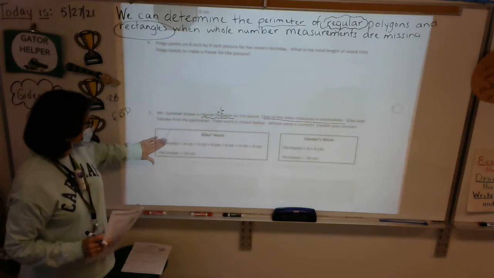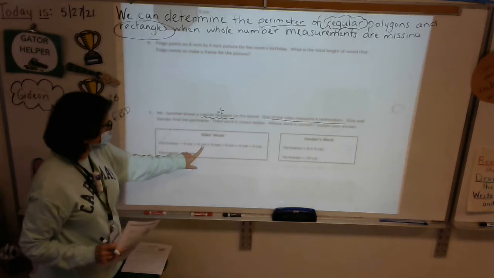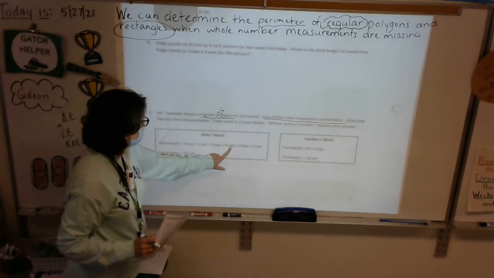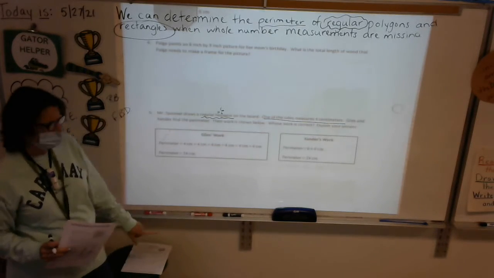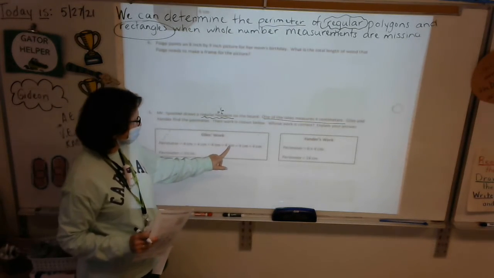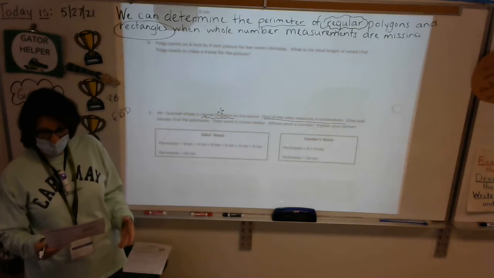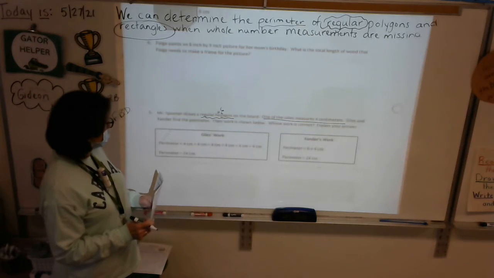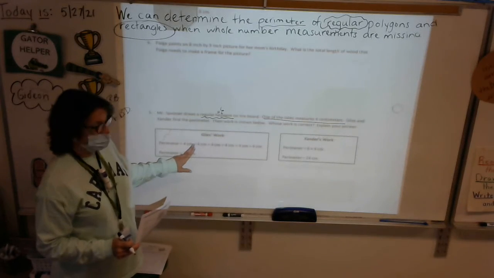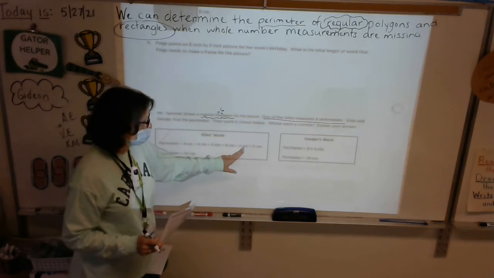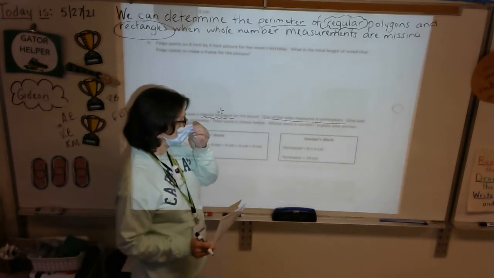I'm going to give you a minute to look at this. Here's Giles' work. He said perimeter equals 4 centimeters plus 4 centimeters plus 4 centimeters plus 4 centimeters plus 4 centimeters plus 4 centimeters. How many 4 centimeters did he add? 1, 2, 3, 4, 5, 6. Makes sense, right? Because there were 6 sides, and each one was 4 centimeters long. And when he added all that, probably he skip counted: 4, 8, 12, 16, 20, 24. So he added correctly.